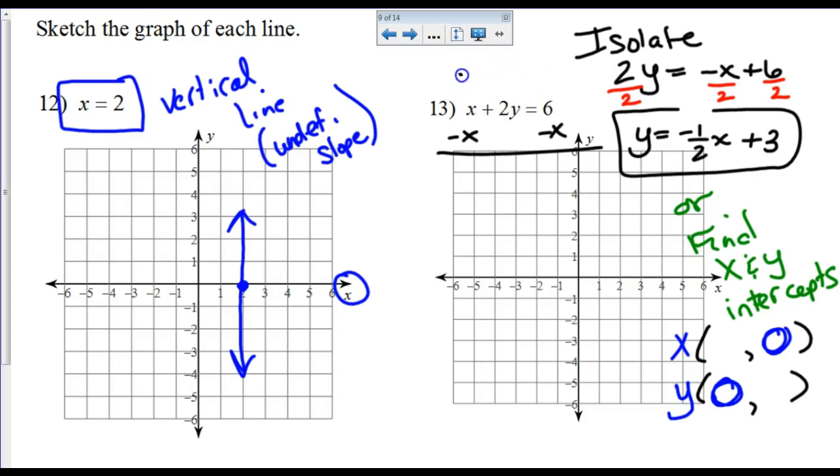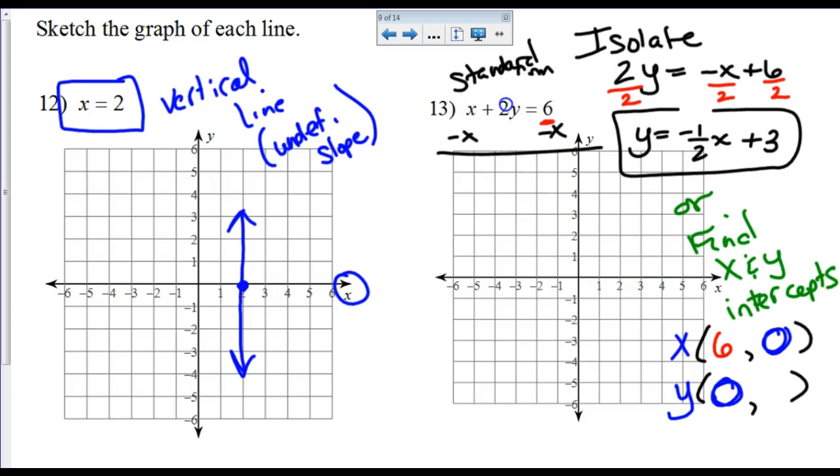So the way I calculate that is I go back to my original, which is called standard form, by the way. And I basically cover up the term that has a 0 plugged in, if you will. So for the x-intercept, if y is 0, 2 times 0, this whole term here would knock out, and you get x equals 6. So that was easy, huh?